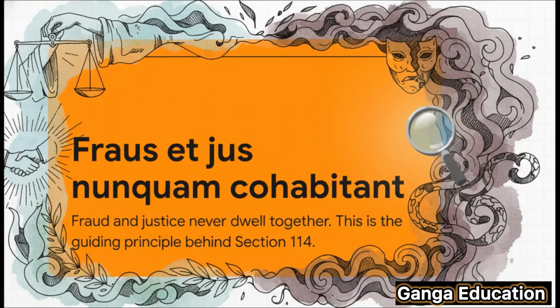You know, the entire spirit of Section 114 is beautifully captured by this legal maxim, fraus et jus nunquam cohabitant. It simply means that fraud and justice never dwell together. The law will just not stand by and let a relationship of trust be used as a disguise for fraud. This maxim really gives you the philosophical foundation for the whole section.